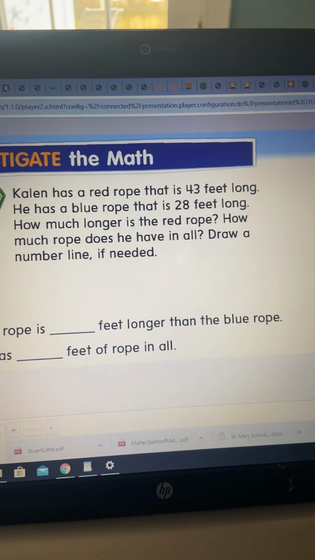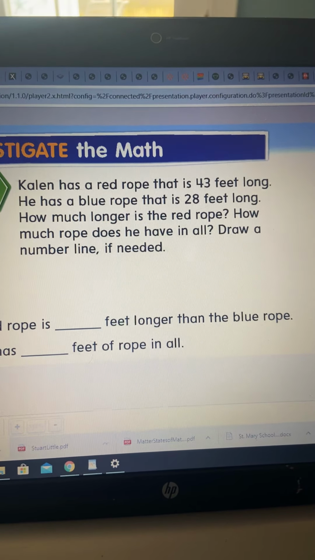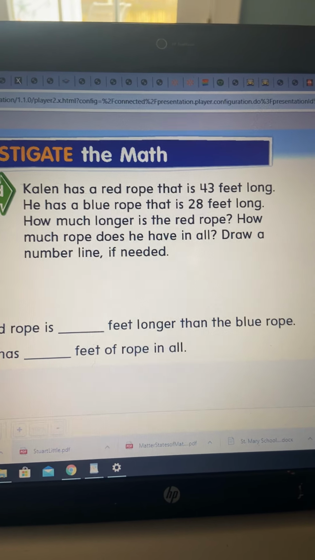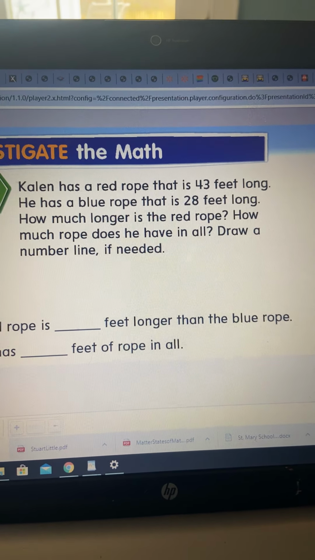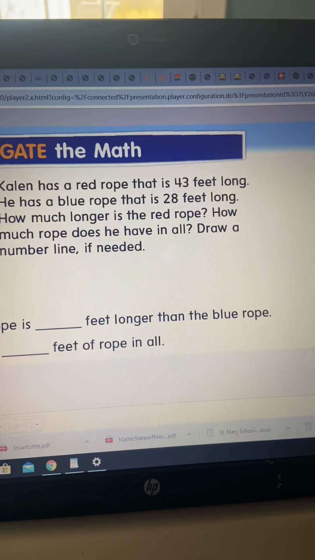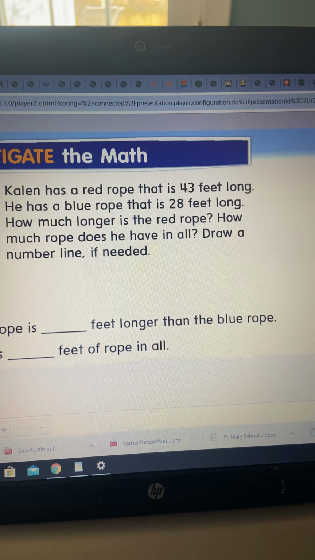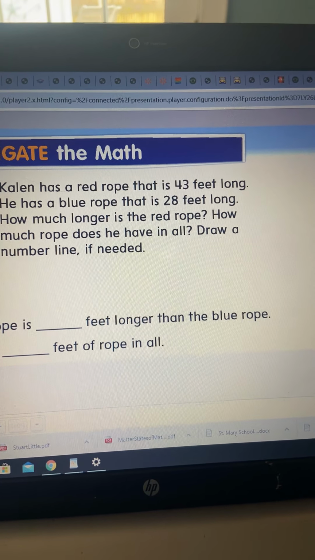All right, so let's try another one. Kaylin has a red rope that is 43 feet long. So we're going back to a different unit of measurement now. He has a blue rope that is 28 feet long. How much longer is the red rope? How much rope does he have in all? Draw a number line if needed.